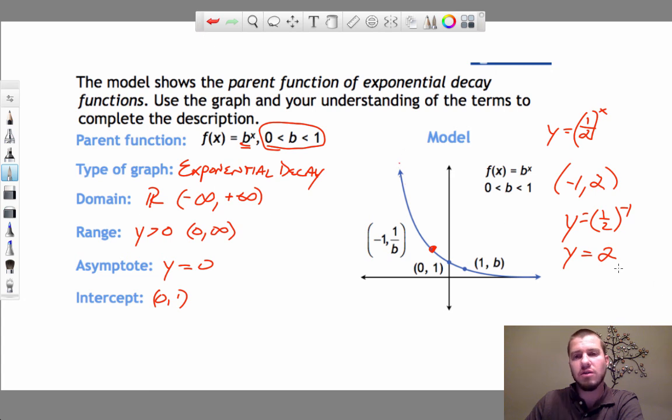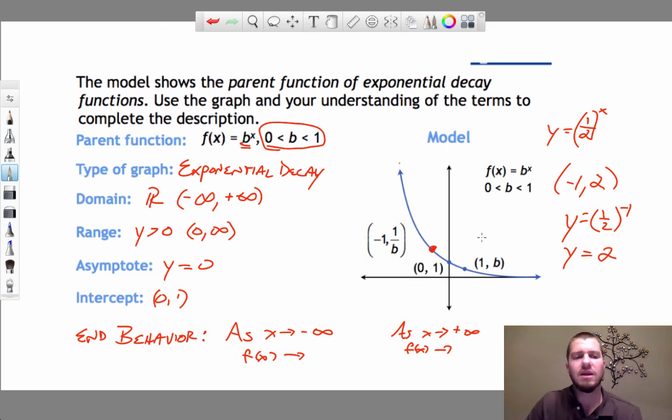The graph is just going to do this shape where it's decreasing as x increases towards positive infinity. The y value will be decreasing towards that asymptote. And let's add one more to it, the end behavior. As x approaches negative infinity, the y value is going up, so f of x is approaching positive infinity. And as x approaches positive infinity, the y value is going down, but it never crosses this asymptote at y equals 0. So f of x is approaching wherever that asymptote is, which is 0.